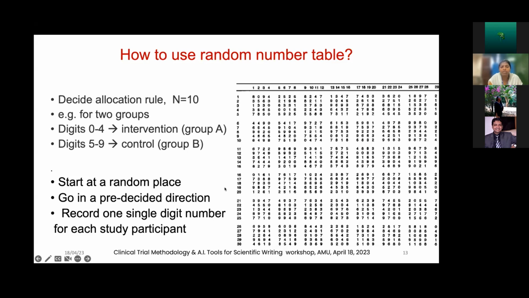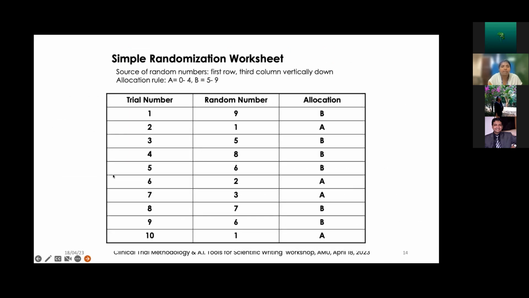So how to use a random number table? There is no hard and fast rule. You can start at any random place and go in one pre-decided direction, either towards your right or going below. It's up to you. You start at a random place, go in a pre-decided direction, and record one single digit for each study participant. That's why the participant enrollment number is very, very important. So ultimately, the randomization worksheet will resemble this. You have the trial number, the participant number, and the random number noted down from the random number table.